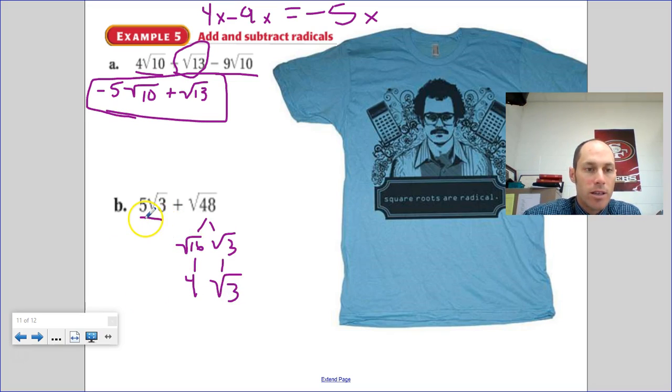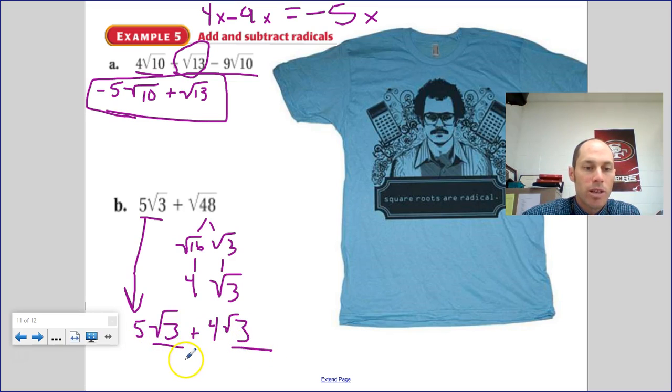So really, this is 5 square root of 3 plus 4 square roots of 3. And we have like terms. 5 times the square root of 3 plus 4 times the square root of 3 gives us 9 times the square root of 3.